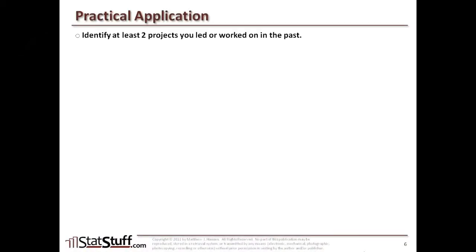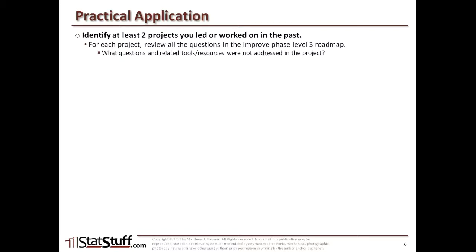All right, before we close this lesson, let's discuss how we can apply some of these concepts in a practical way. I'd like you to identify at least 2 other projects that you've led or maybe worked on in the past. And for each of those, review all the questions that were identified in the improve phase at the level 3 of the roadmap we just reviewed. What questions or related tools or resources that are listed there were not addressed during each of those projects? And why were those not addressed in the projects? And what different outcome or results could have been realized if you had addressed those issues and questions within the project? Well, that wraps up this lesson.